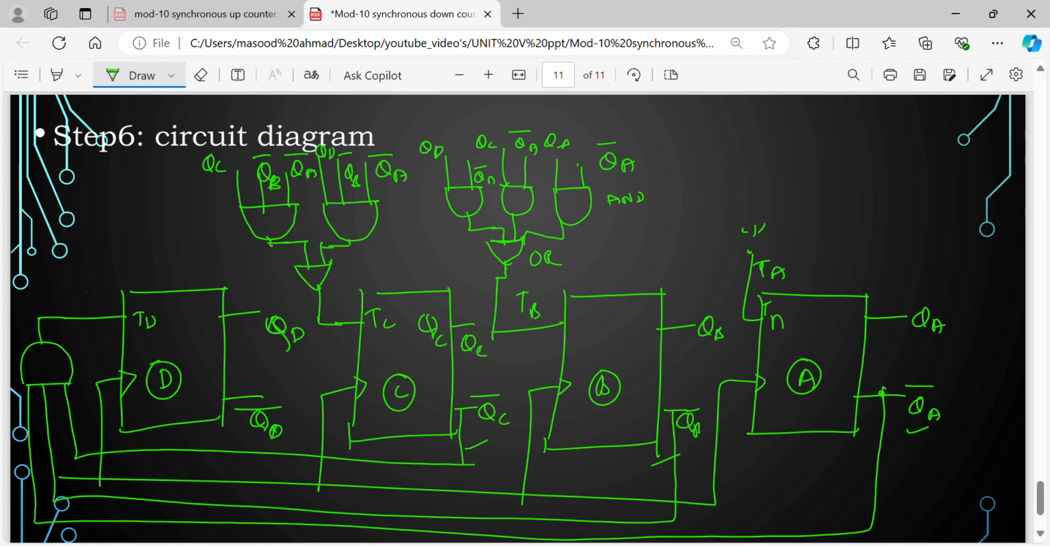So this is how you need to make the connections in a circuit diagram in order to get a mod 10 down counter, which is what a BCD down counter means. So we can call it a mod 10 down counter, or BCD down counter. Okay, done.